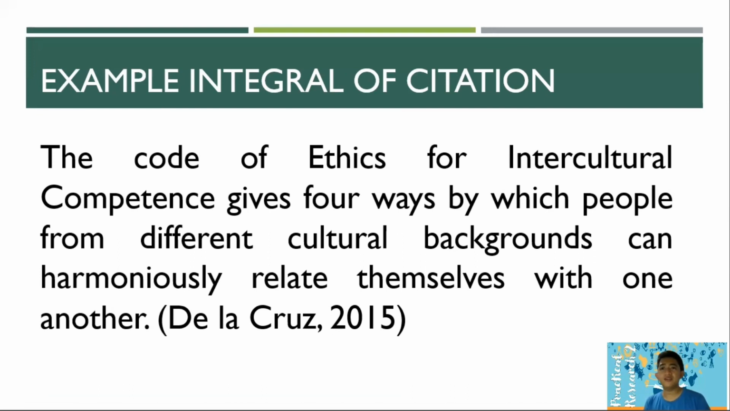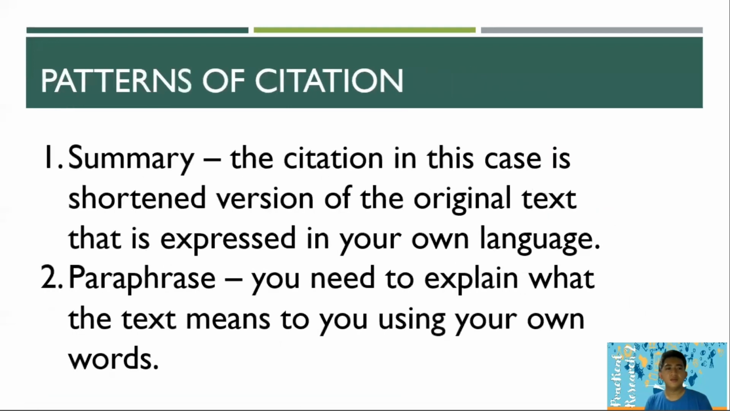Let's look into the patterns of citation. The first one is summary. So when we cite, we can summarize the original text, which we can have in a shortened version, and we will express it with our own language. In paraphrasing, we need to explain what the text means to us by using our own words. So it's different from the summary. In the paraphrase, we explain, while in the summary, we don't explain, but we just shorten the version of the original text.